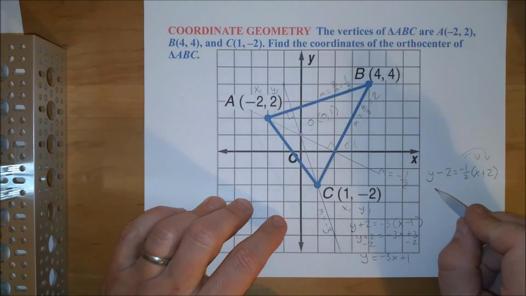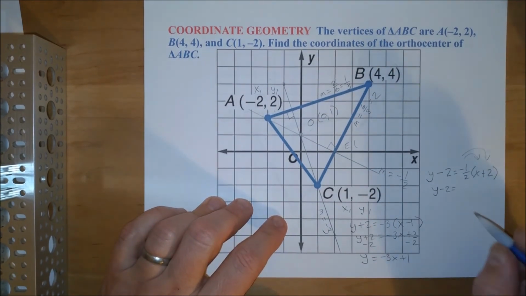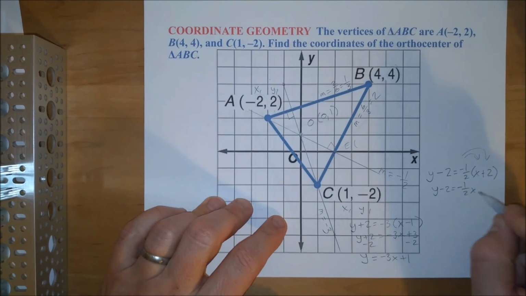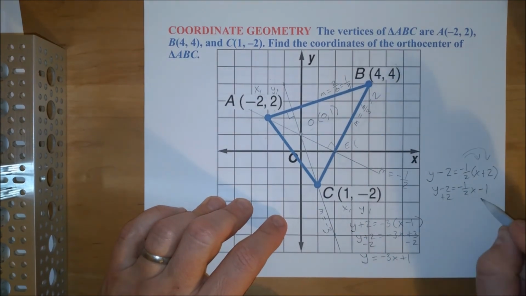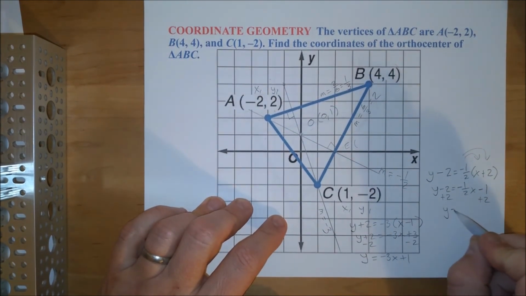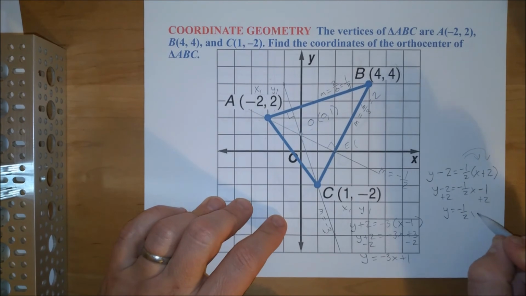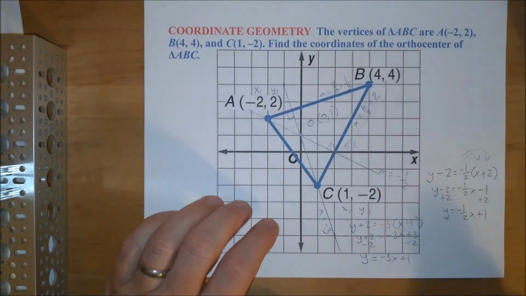We'll distribute that slope. y minus 2 equals -1/2 x. -1/2 times +2 gives me -1. And then I'll add 2 to both sides to finish it off. y equals -1/2 x plus 1.